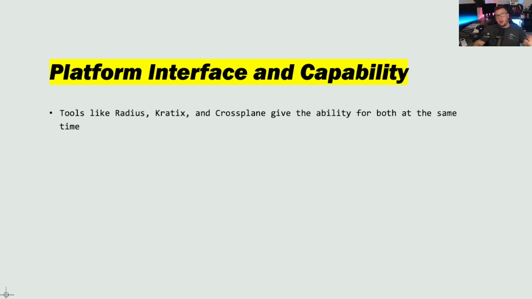Now, there are like these platform interface and capability pieces that kind of tie together. So like, for example, Radius. Radius gives you the ability to create these recipes. The recipes are written in Bicep, and then you as a platform engineer create those recipes, and then you give those recipes to developers and engineers to use. So it's actually combining the interface and the capabilities.